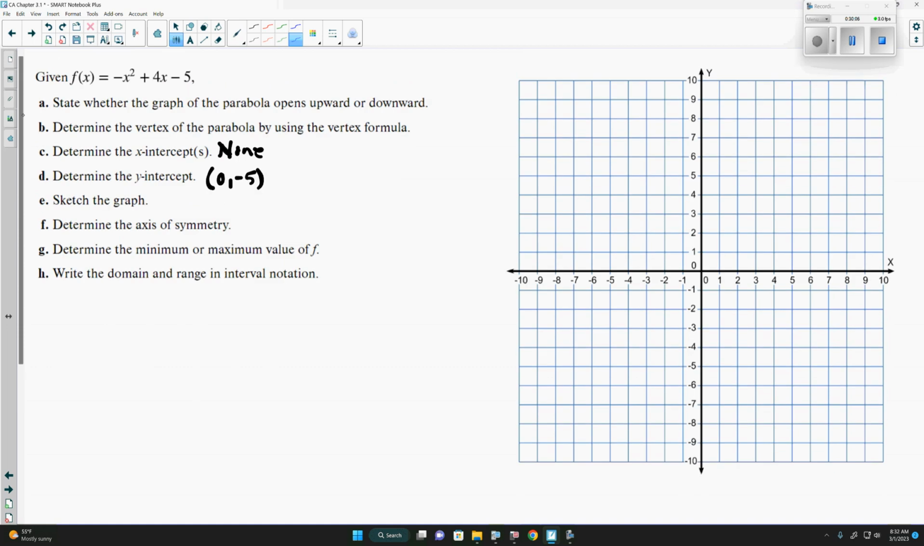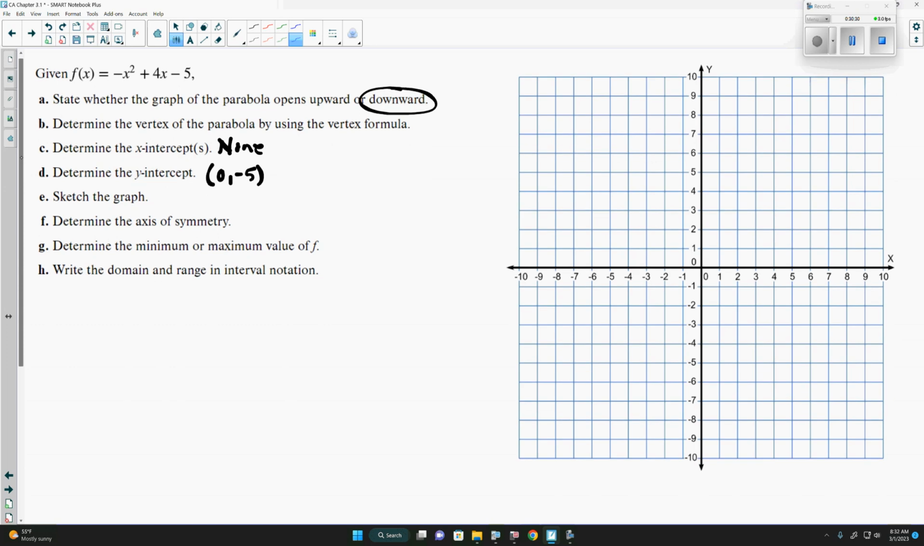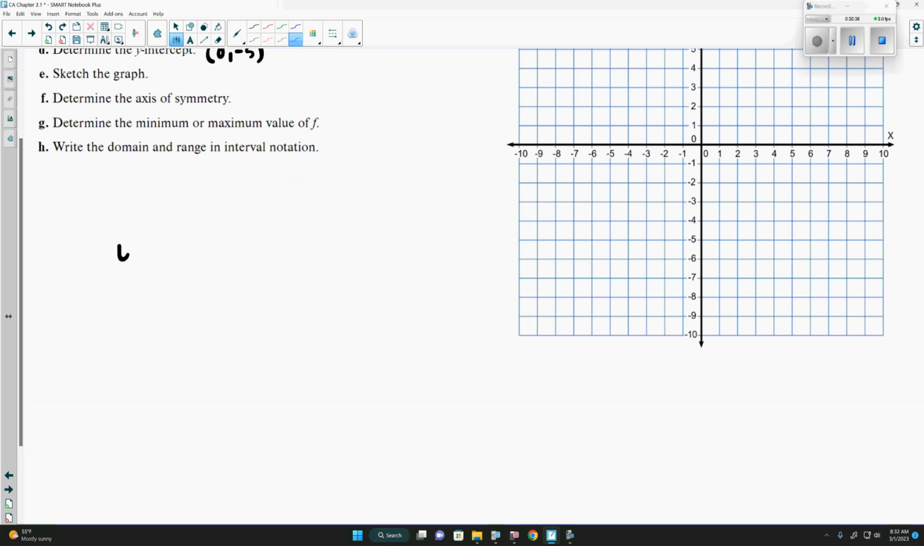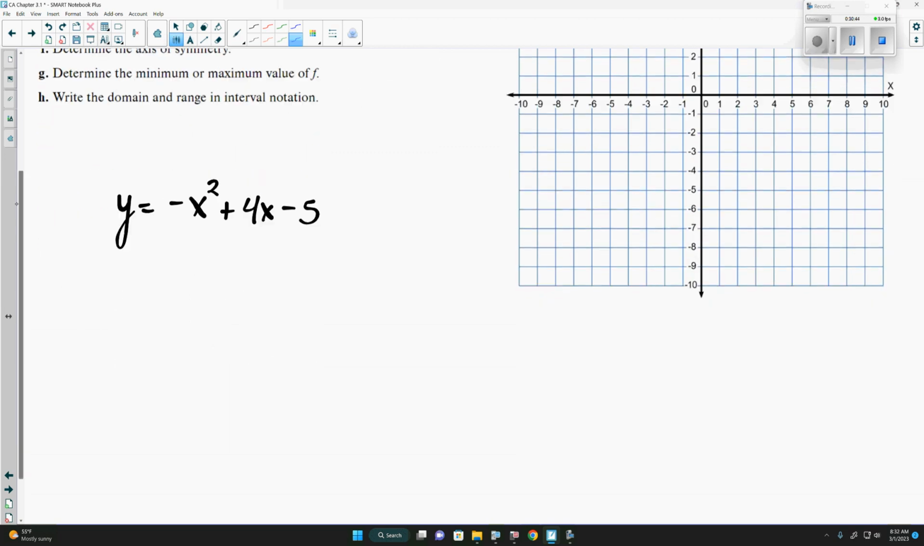Now let's state whether the graph opens upwards or downwards. This is downwards. We know it for two reasons. One, the a value is negative. Two, that's what the graph showed us. Determine the vertex of the parabola by using the vertex form. I'm going to do this a little bit lower. We can say y is equal to negative x squared plus 4x minus 5.